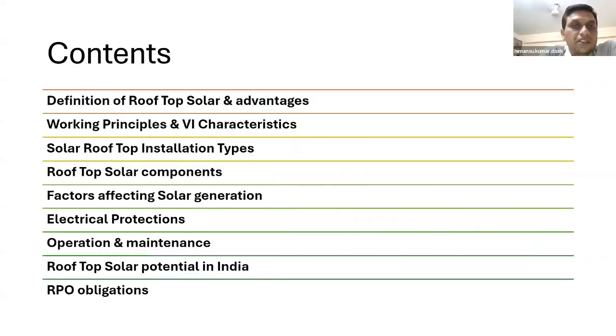In this presentation, we'll be going through the definition of rooftop solar and advantages. What are the working principles, solar rooftop installation types, and what are the major key components for rooftop solar installation? What are the factors that affect solar generation? What are electrical protections in a rooftop solar system? What are the operation and maintenance aspects of the RTS system, rooftop solar? And what is the RTS potential in India? From here on, we will be calling it RTS, the very favorite term for rooftop solar. And a few insights about RPO, that is renewable purchase obligations. After that, we will go through a few of the videos available on YouTube.